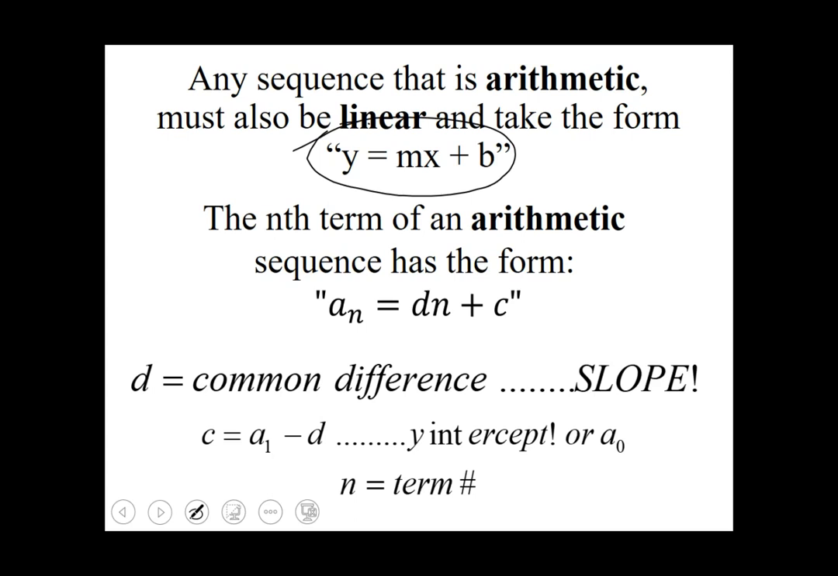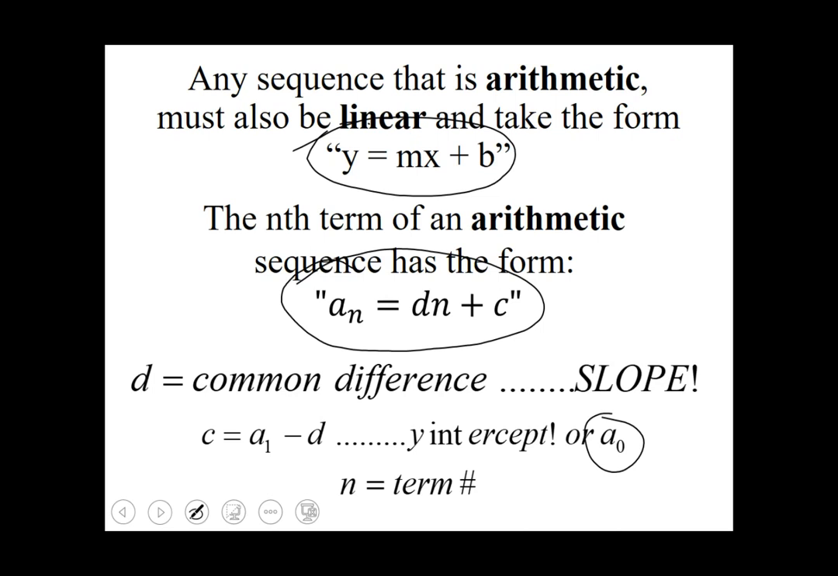If you're looking for an arithmetic formula that is almost exactly equivalent to y equals mx plus b, you're going to use this first version, which is a sub n equals dn plus c. The way that corresponds to y equals mx plus b is that d is the common difference, which would be equivalent to the slope. The c would be the y-intercept, or the zeroth term.